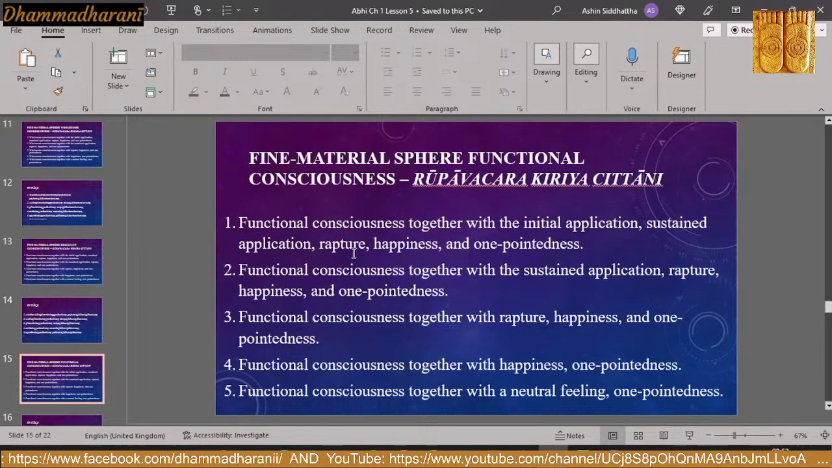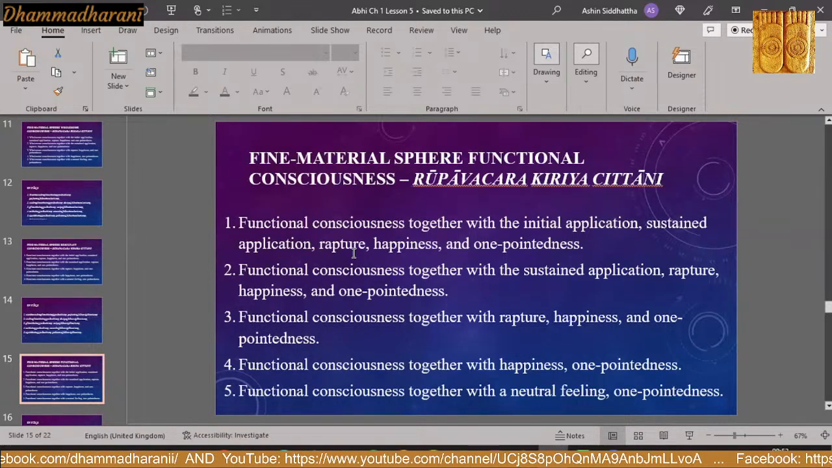When Arahants develop those fine material sphere functional consciousness, we call them Kriya, just functions that cannot bring results in the future. We have already discussed functional consciousness in previous lessons. So, what are the five functional consciousness? Functional consciousness together with the initial application, sustained application, rapture, happiness, and one-pointedness.